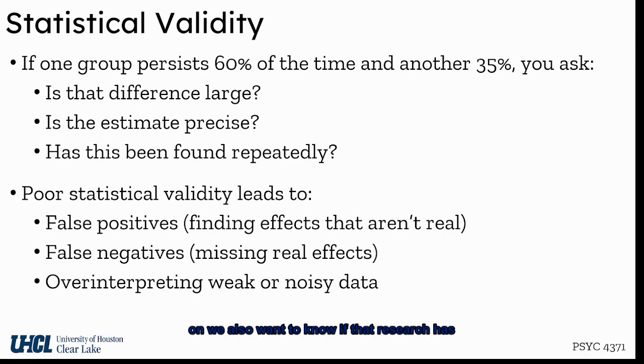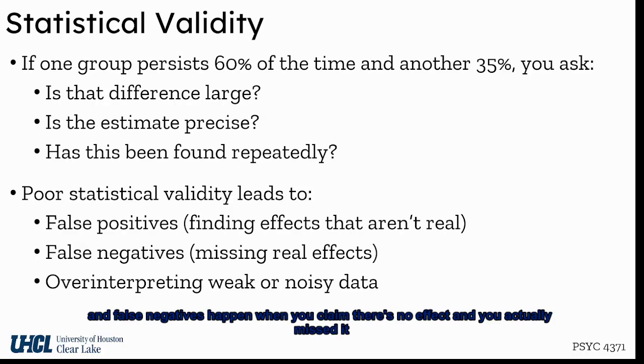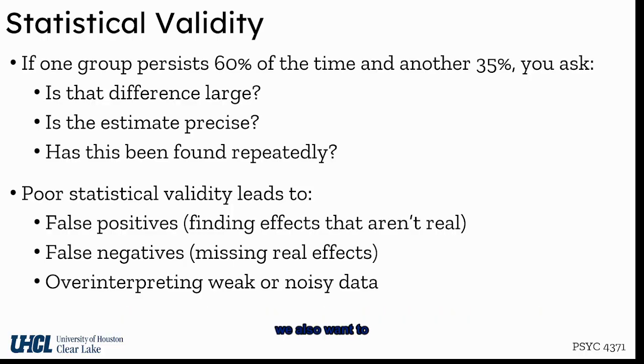We also want to know if that research has been replicated and the same results have been found repeatedly. Poor statistical validity is going to lead to false positives and false negatives. A false positive is when you claim that there is an effect that really doesn't exist, and false negatives happen when you claim there's no effect and you actually missed it. We also want to use caution with overinterpreting weak or noisy data.